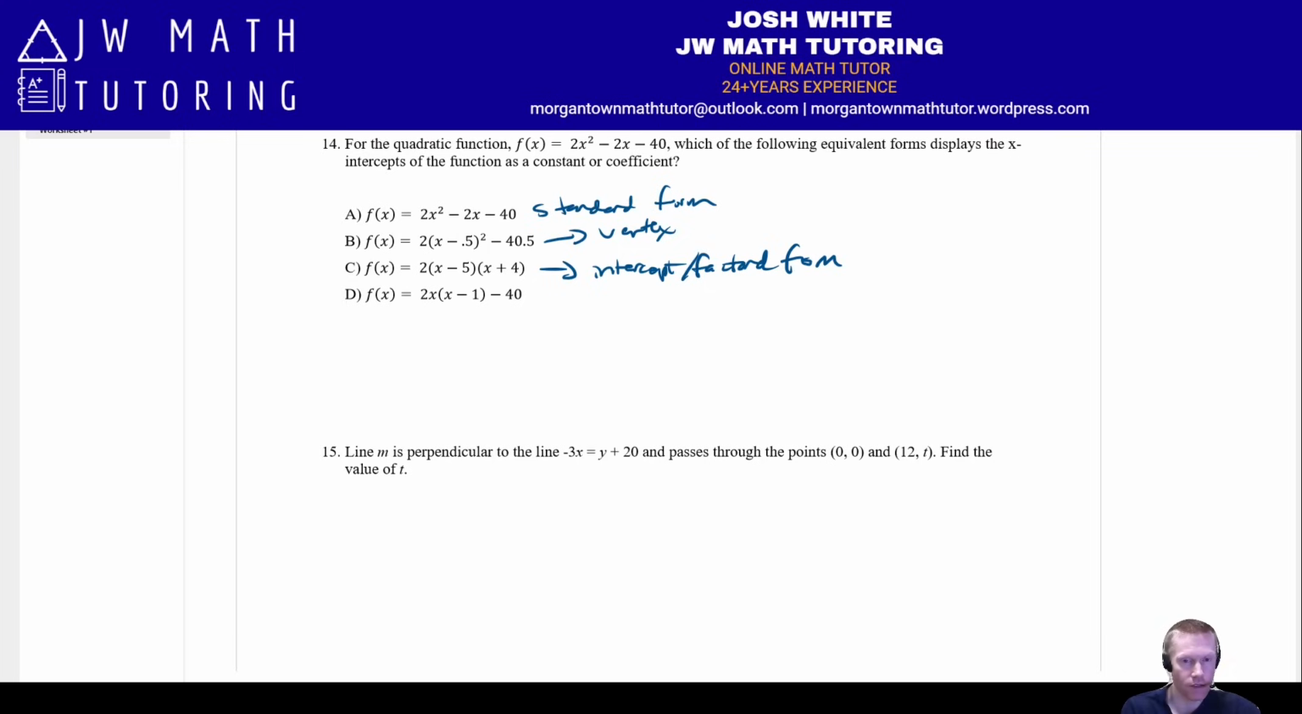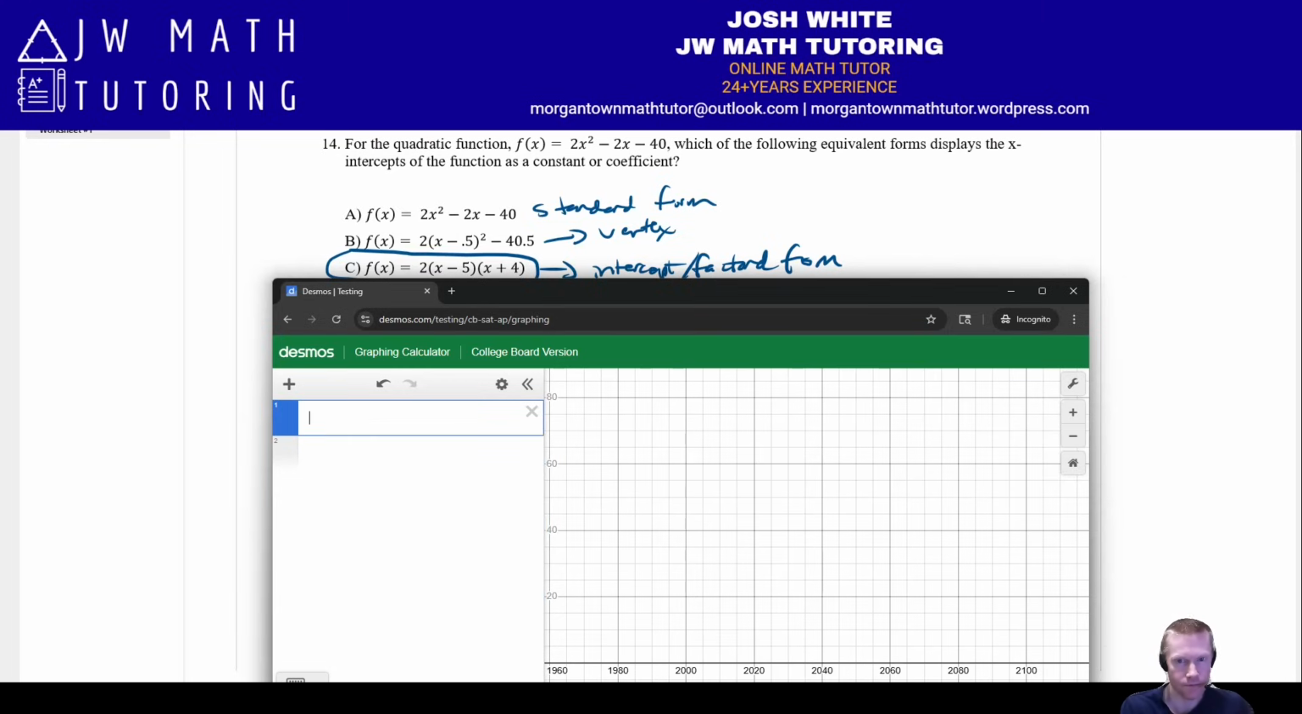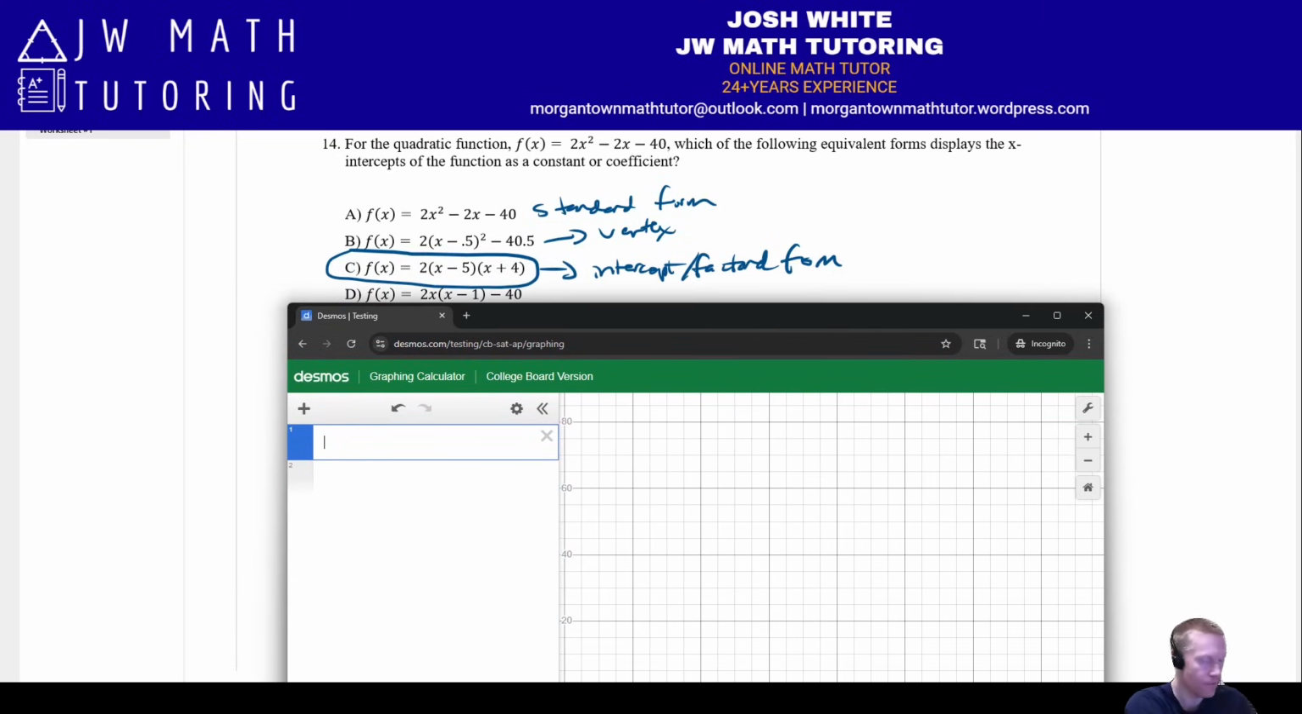And then this is just whatever. There's no name for this. This is just some other random form. So it's basically, by process of elimination, it has to be essentially letter C. That's the only one that's going to have the x-intercepts in it. But here's how we could also use Desmos to solve this or to check it. What you would want to do is graph the original function.